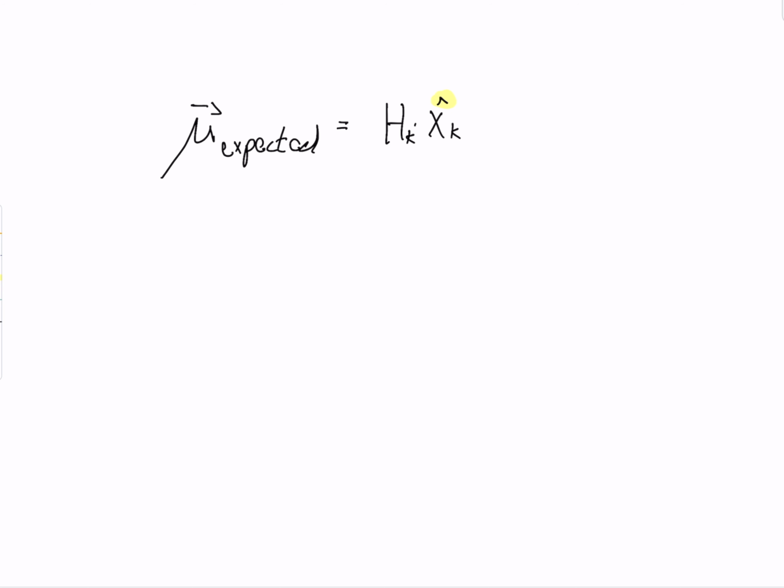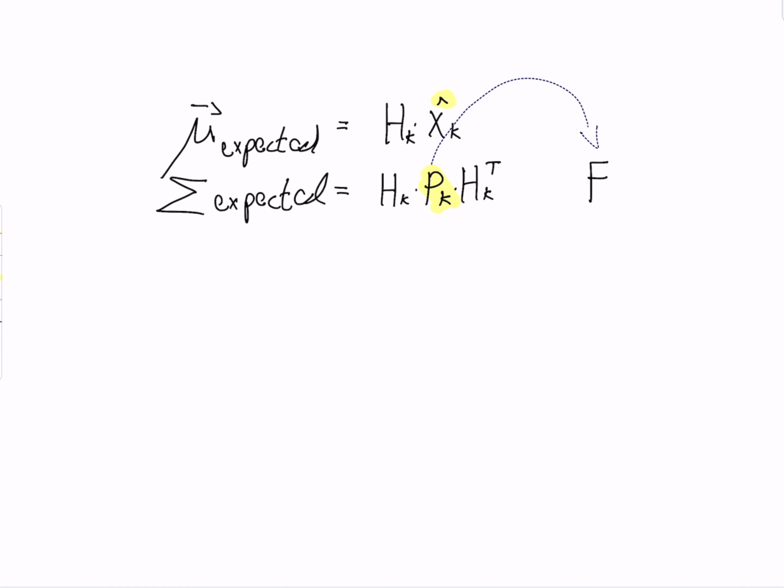And again, the H matrix transfers the x vector to the sensor space. And sigma expected, the new uncertainty described in the world of the sensors, is Hk times Pk times Hk transpose. Exactly what we did in the previous section with the prediction state. So bear in mind that this P over here is basically F times Pk minus 1 times F transpose.